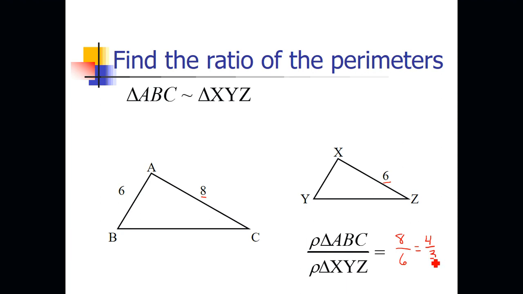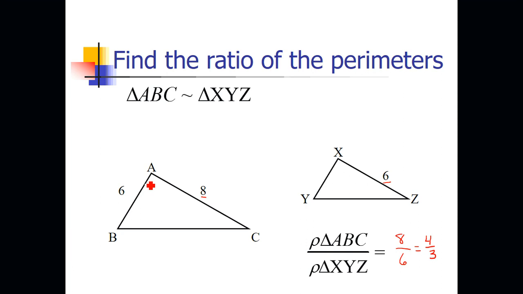And we always want to put it in simplest form, so the ratio of the perimeters would be 4 to 3. The ratio of the sides is also 4 to 3. And also, we talked about in the prior lesson that the ratio of the altitudes is also equal to the ratio of the sides. So it would also be 4 to 3.